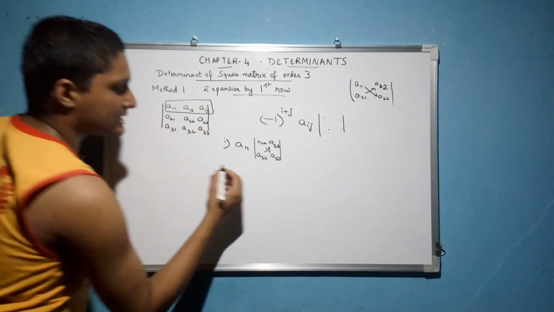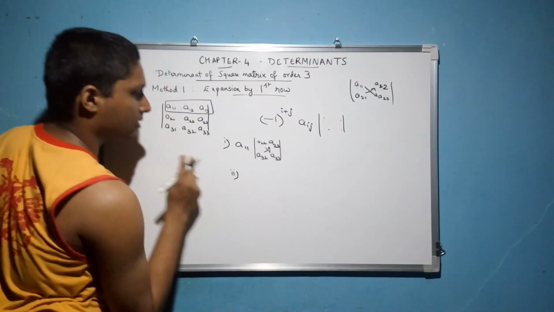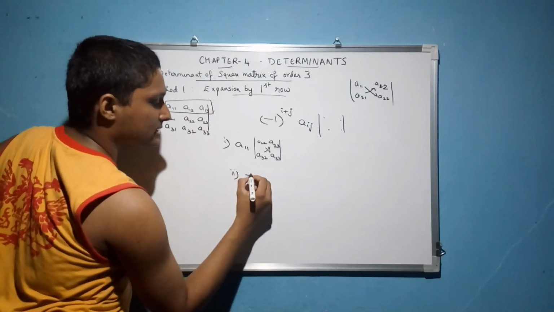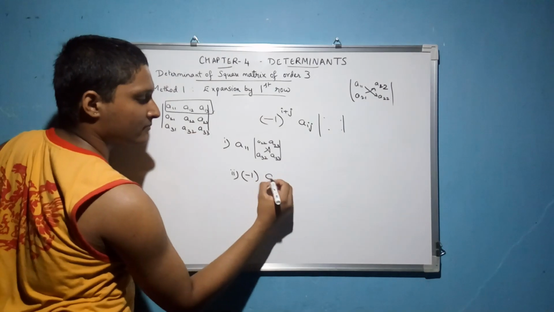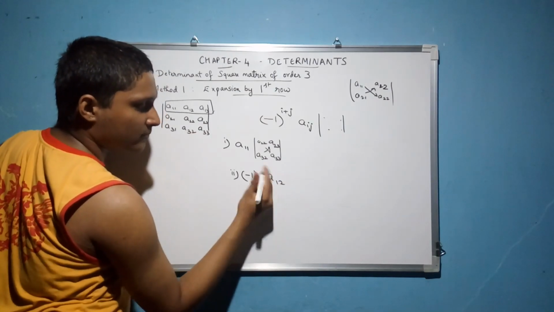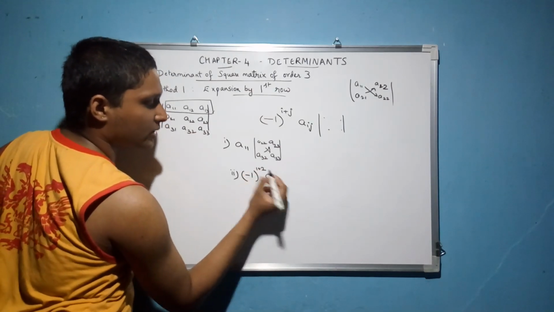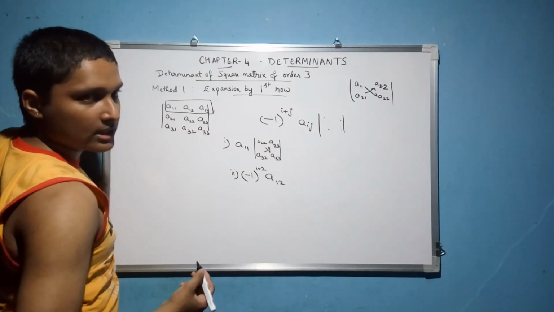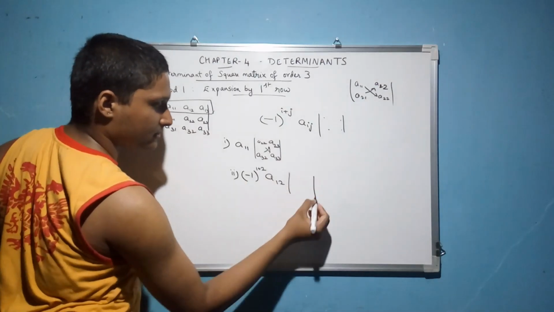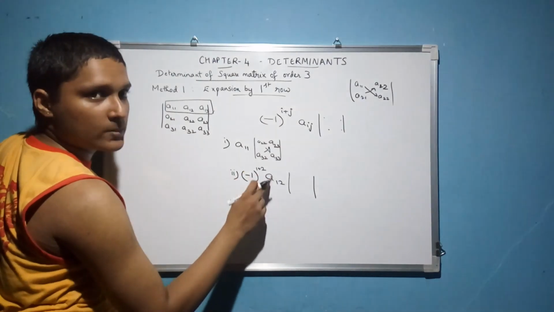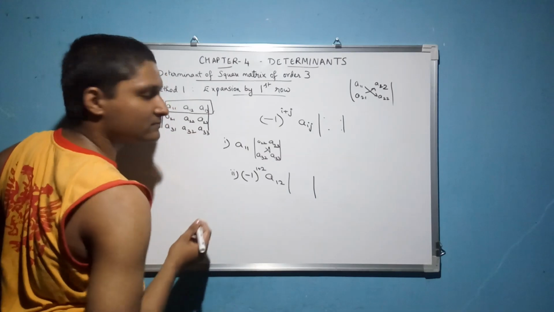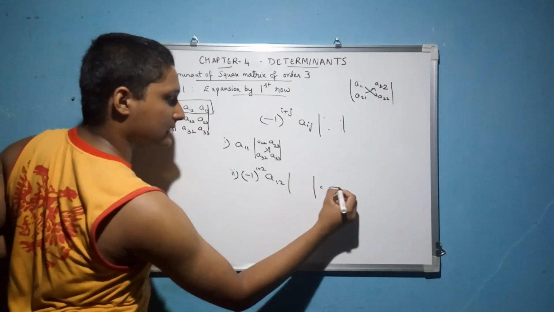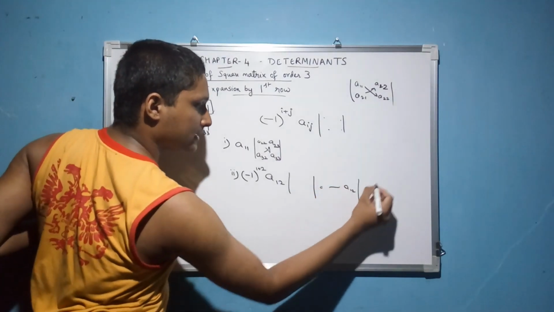Okay, next we have the second one. We need to consider minus 1 whole raised to 1 plus 2, because it is a12, right? 1 2, therefore it is going to be 1 plus 2 here. 1 plus 2 is 3, minus 1 whole cube is going to be minus 1 only, so only one minus sign is left out over there.